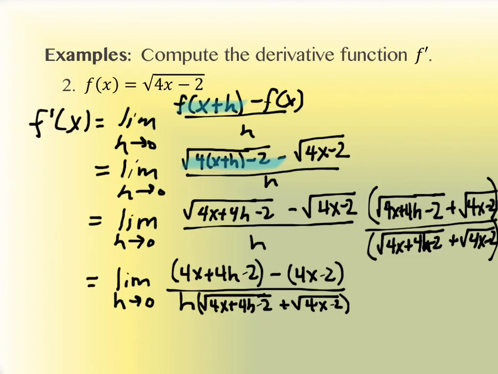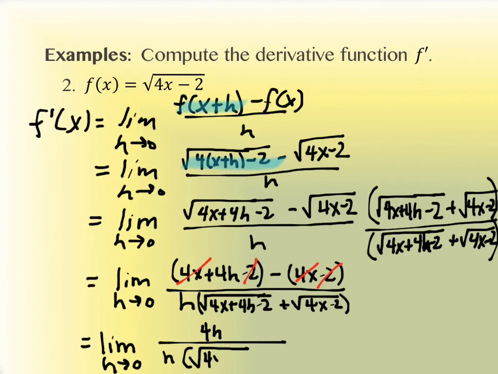So it looks like this. The numerator, some things simplify, so tell me something that simplifies in that numerator. 4x's. The 4x's, yes they do. What else? 2's. The minus 2's, they simplify. So what is left in my numerator? 4h. So I have 4h on top, I have h on bottom, and I have these weird square roots still on bottom.